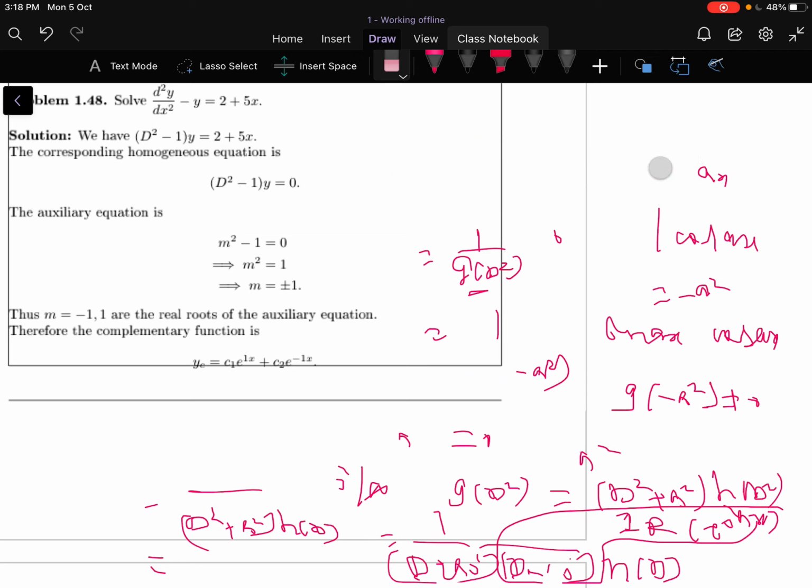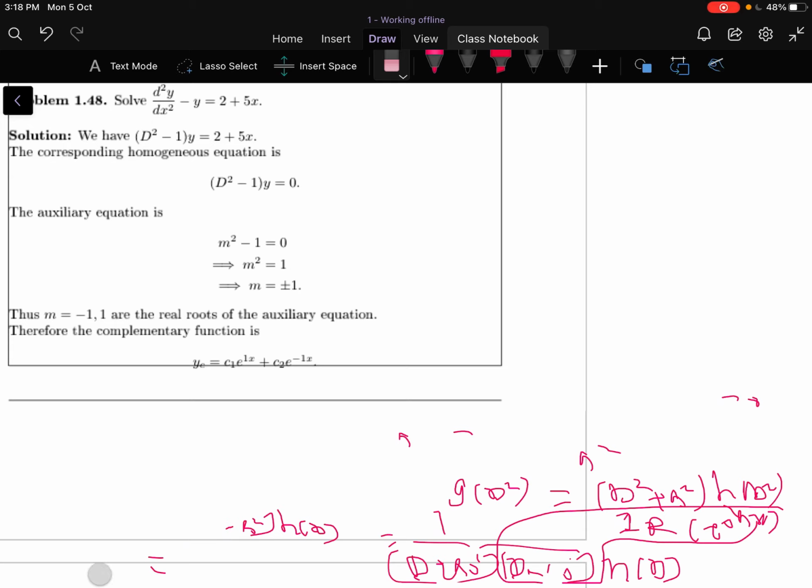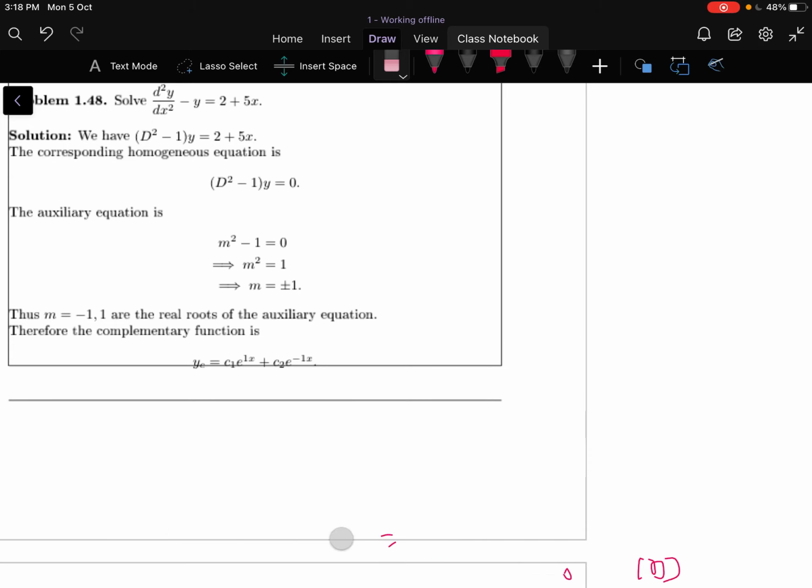So, third case, when r of x is a polynomial in x. Let us solve the non-homogeneous linear differential equation when r of x is a polynomial, an algebraic function. Let us find the particular integral when r of x is equal to a polynomial.